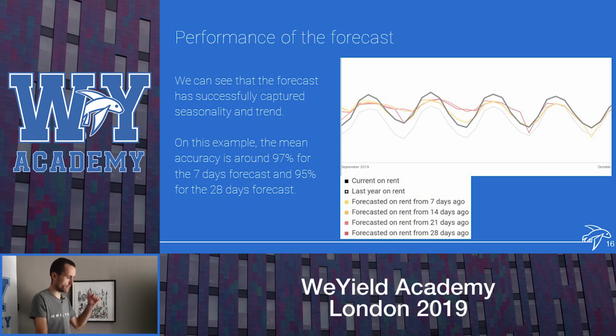In red, we have the forecast for 28 days ago, and in yellow for 7 days ago. The 7-day forecast is usually better and more accurate. The mean accuracy on this example is 97% 7 days ago and 95% 28 days ago. So we were able, 1 month before, to make a forecast of the future on-rent data with a mean accuracy of 95%.